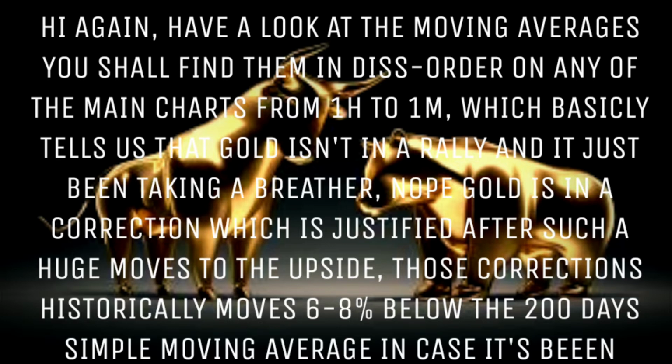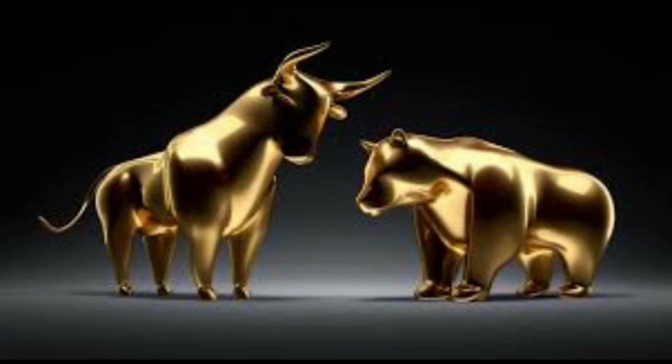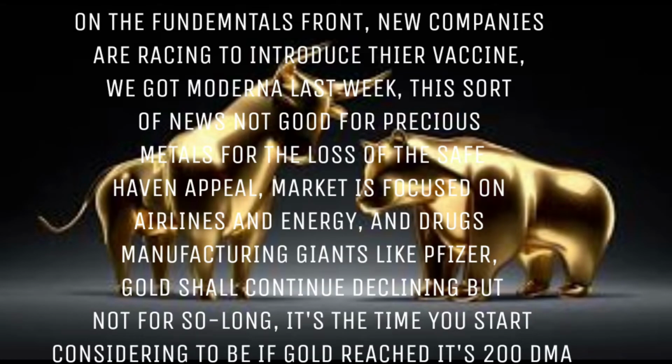This sort of disorder tells you something simple, that this asset is not in a rally and it's taking a breather. It's in a correction, and in the case of gold, the correction is very much justified, especially after this huge move that we have had in the last 2 years to the upside. Usually in the gold market, if the 200 days daily simple moving average, which is located about $1,800 spot rate, is breached, usually the market will go below this level 6 to 8%.